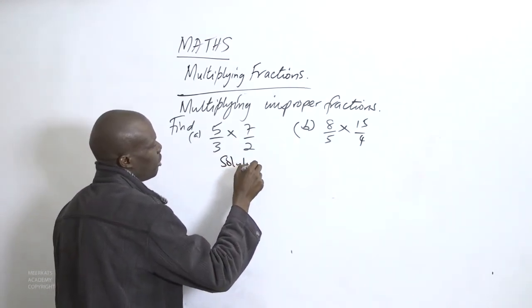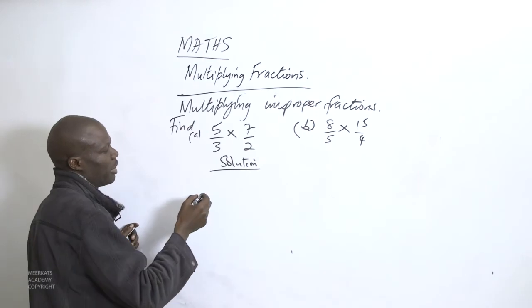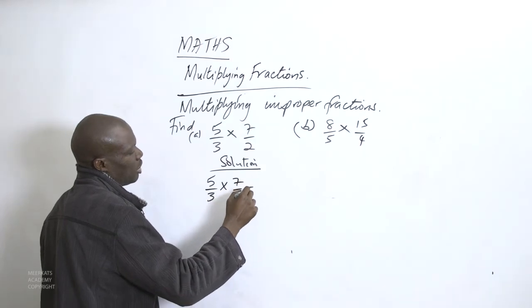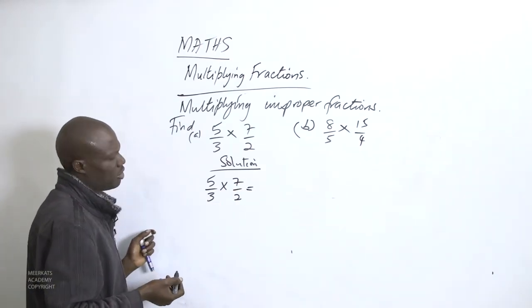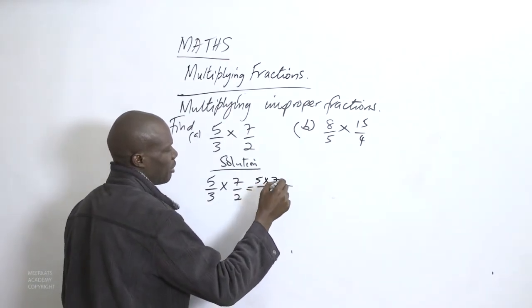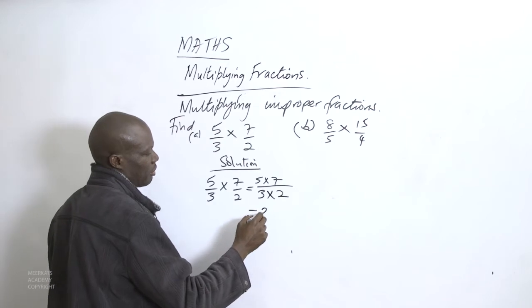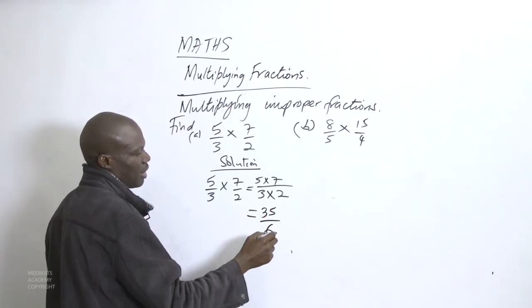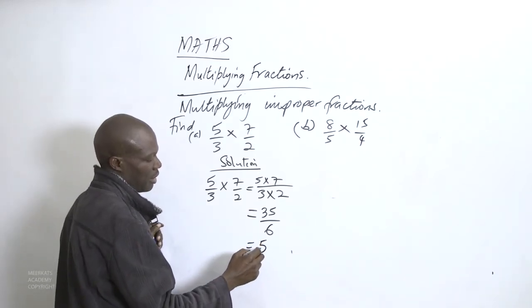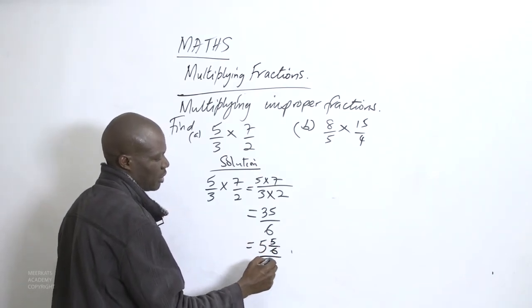So in our solution, we should be able to identify if common factors exist so that we cancel. If they are not, we just go ahead and multiply. So 5 over 3 multiplied by 7 over 2. This one, there is nowhere to simplify, there is nowhere to cancel or divide. So we go ahead and multiply 5 times 7 over 3 times 2. This one will give us 35 over 6. And you can write it as a mixed numeral, which gives us 5 and 5 over 6. This is simplest form.